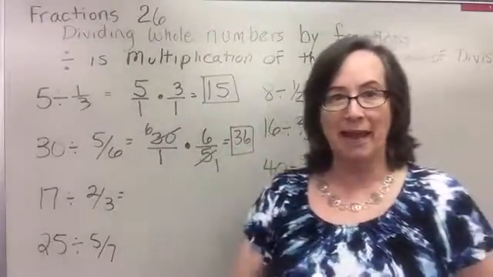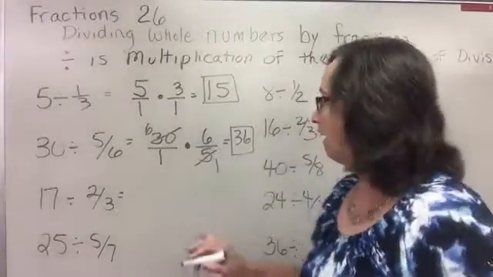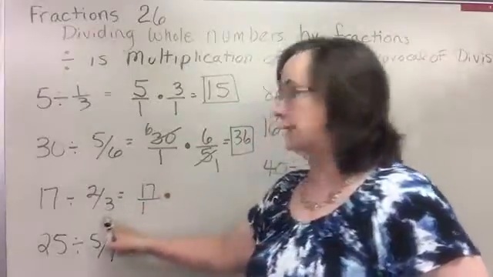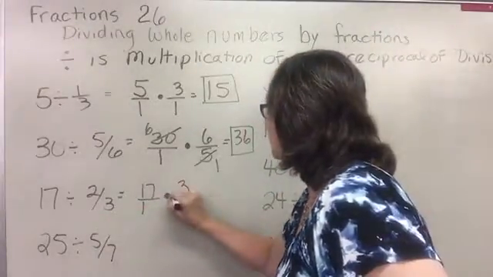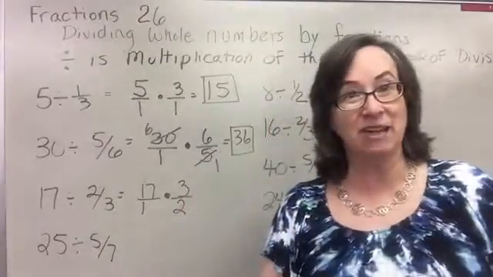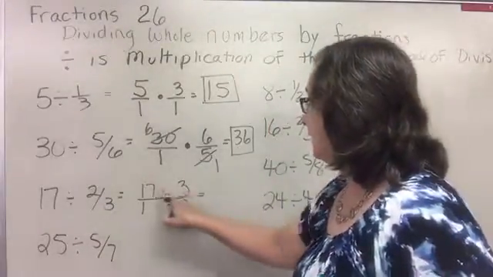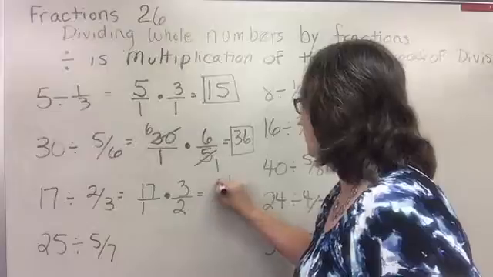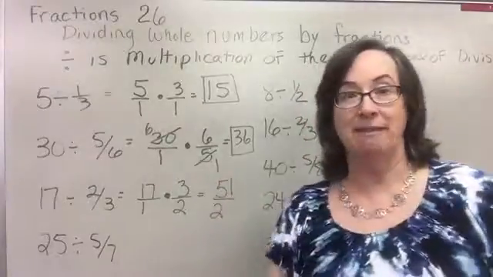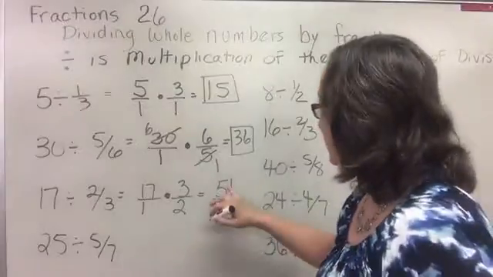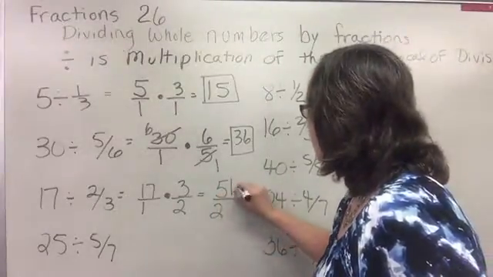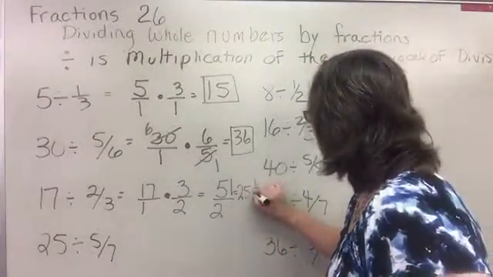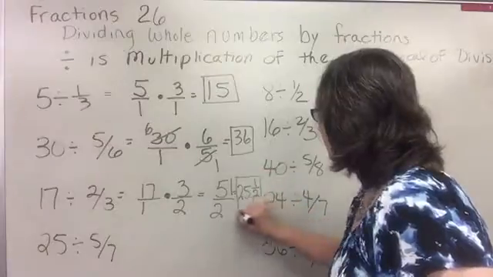I'm going to do one more, and then you're going to have a few to do. All right, so 17 is 17 over 1 times, we're going to take the reciprocal of 2/3, which is 3/2. On this one, there is no cancellation. 17 times 3, I put a 21 and I carry the 2, is 51 divided by 2. That is an improper fraction. But if I take 51 divided by 2, I get 25 and 1/2 left over. So that is the answer.